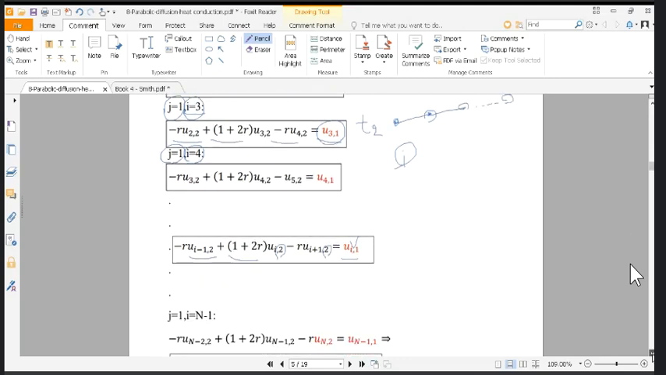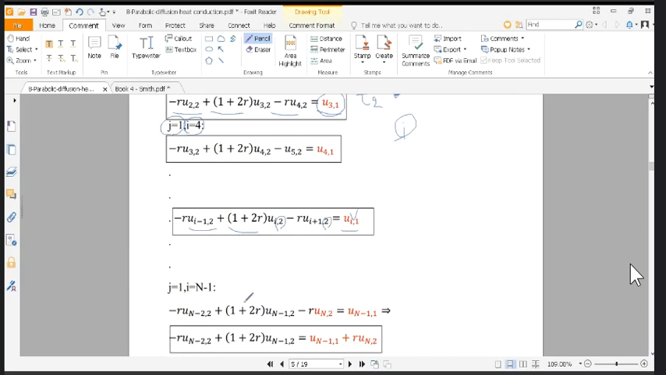And when we receive 2i equal n minus 1, we have minus r u n minus 2 and 2 plus 1 plus 2 ru n minus 1 and 2 minus r u n and 2. un and 2 is the boundary value, and the value of this point is known, equal to un minus 1 and 1. When we move the known value to the right, we have the final expression.